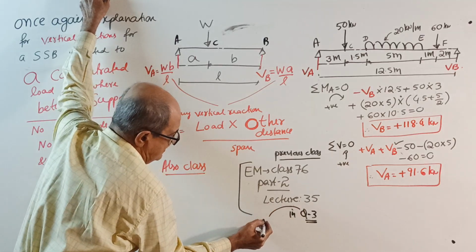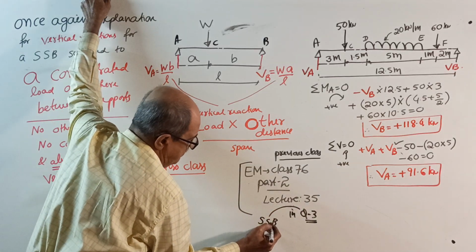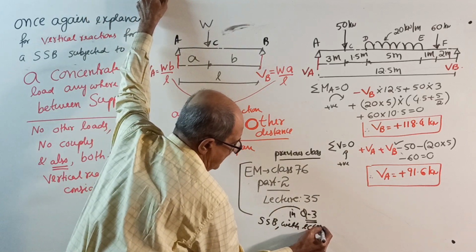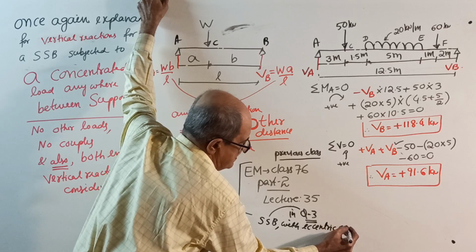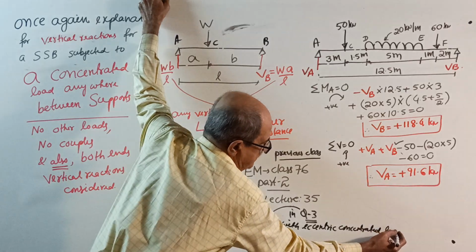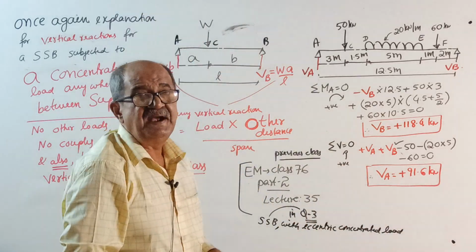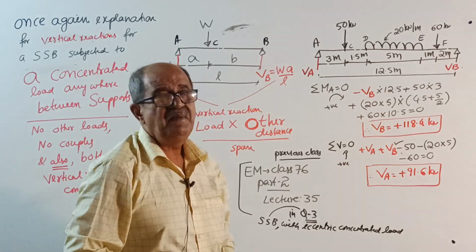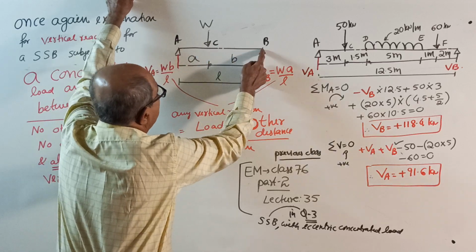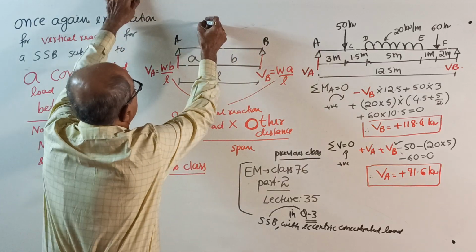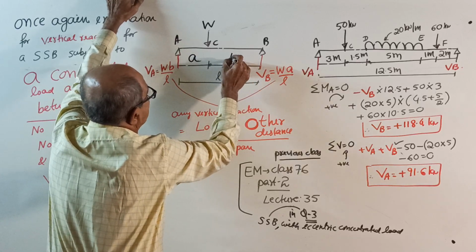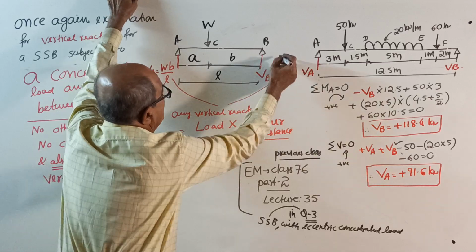This question 3 is a simply supported beam with eccentric concentrated load. Eccentric means anywhere. Let the load be W, let it be at A from left end, B from right end. W, this is A, this is B, span is L. I told you A plus B equal to L.